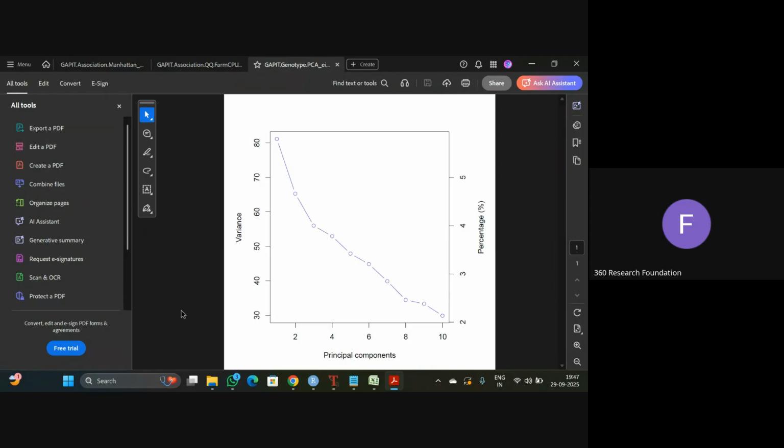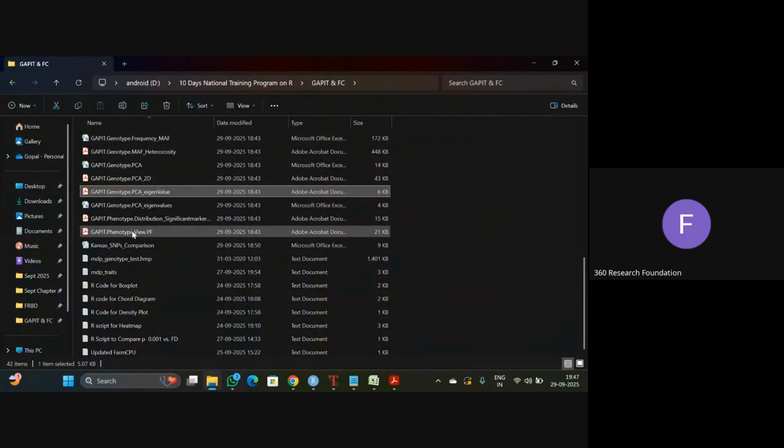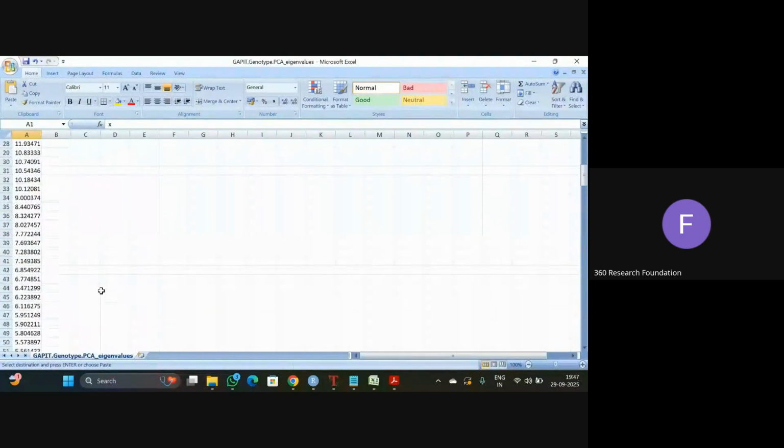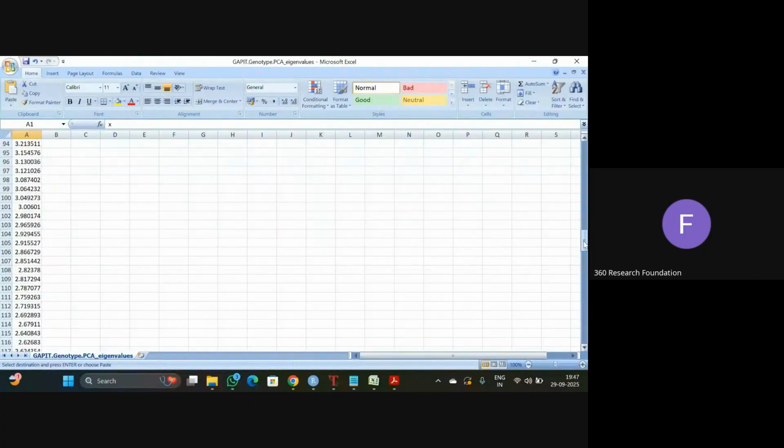So these are the plots we got during our quantitative analysis, like this in case of PCA. What is the name of that plot? Scree plot. Yeah. So here below are the principal components and then the variance. So here in Excel you will see the eigenvalue for all the accessions.